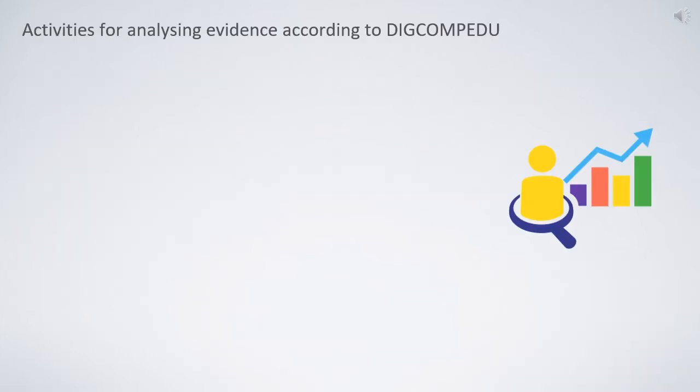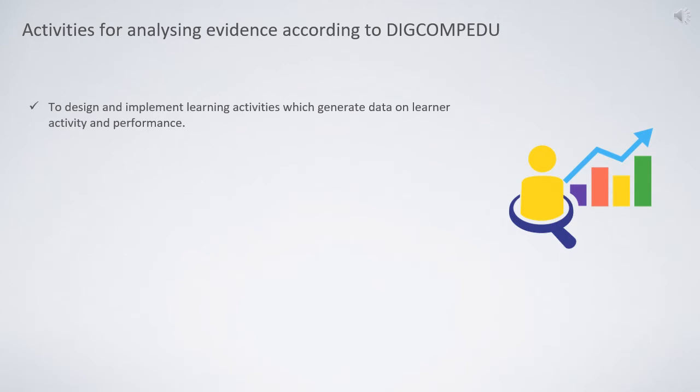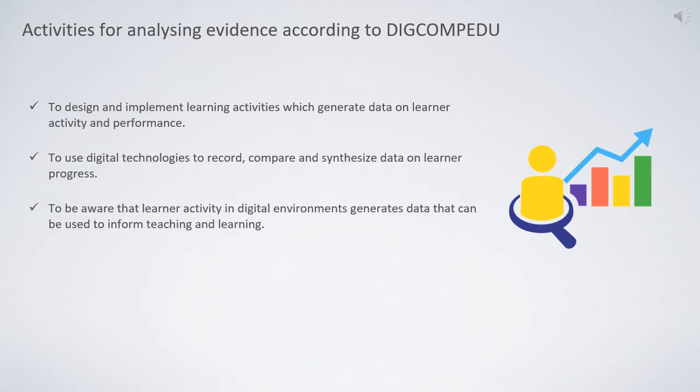Activities for analyzing evidence according to the framework include: to design and implement learning activities, which generate data on learner activity and performance. To use digital technologies to record, compare, and synthesize data on learner progress. To be aware that learner activity in digital environments generates data that can be used to inform teaching and learning.